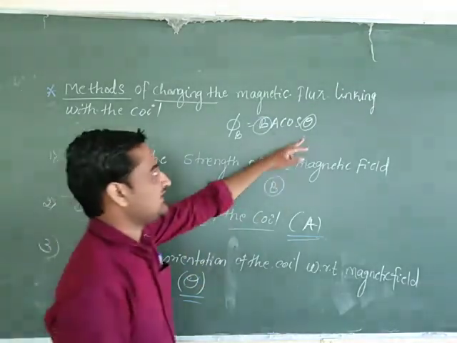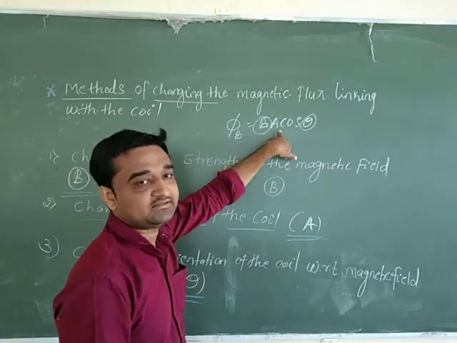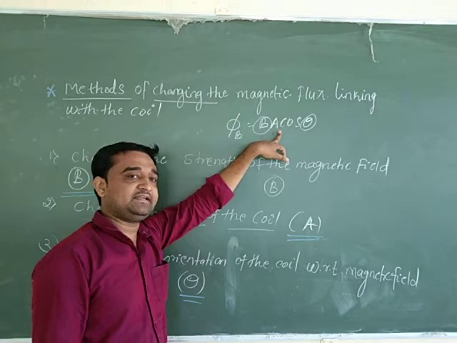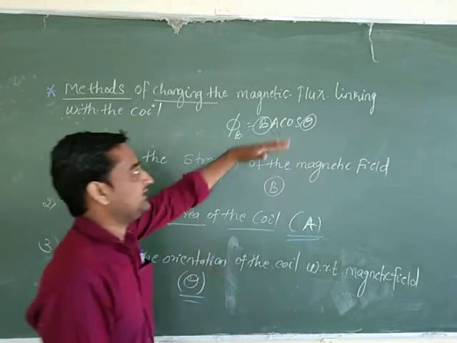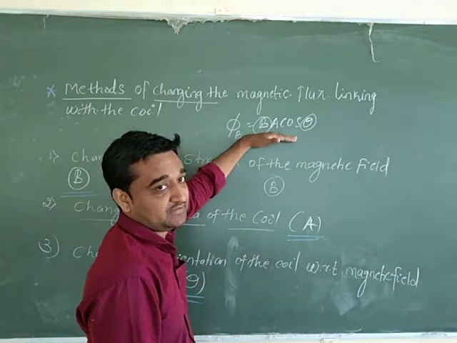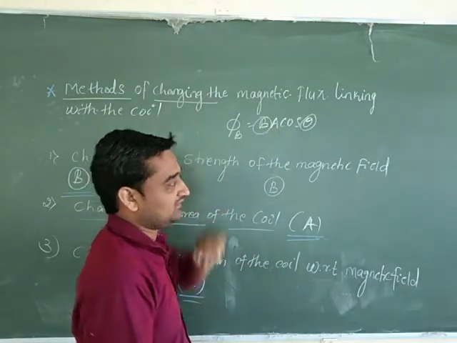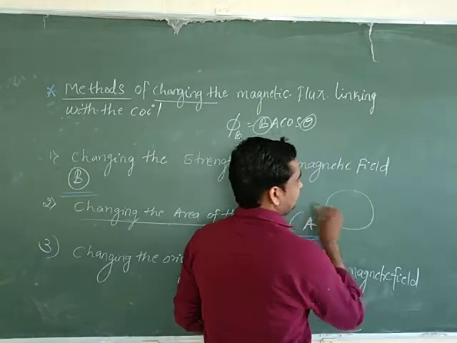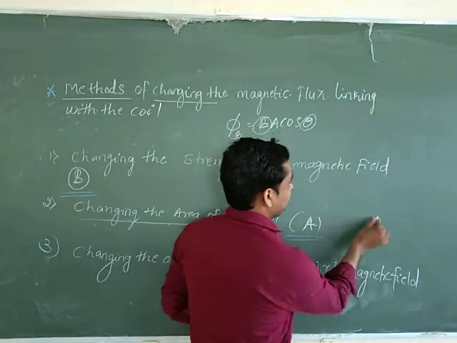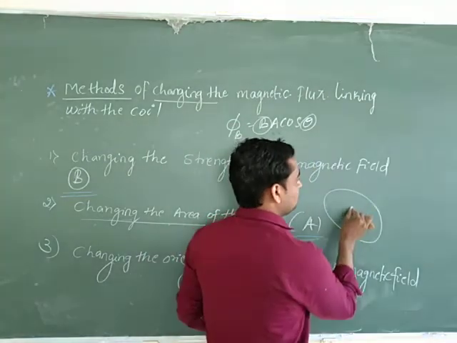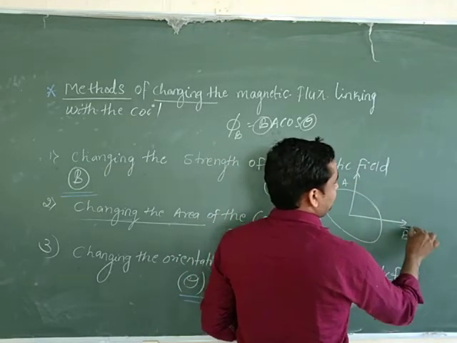Here theta is the angle between the direction of the magnetic field and the area vector, that is, the area vector which is normal to the plane. We draw the vector perpendicular or normal to the area. For example, we have a coil here. The normal drawn to this is A, and this is the direction of the magnetic field.